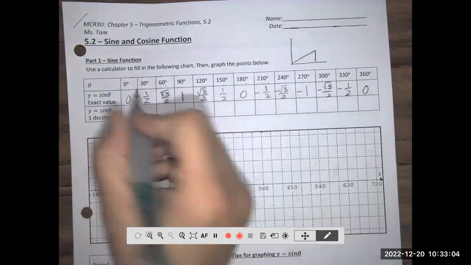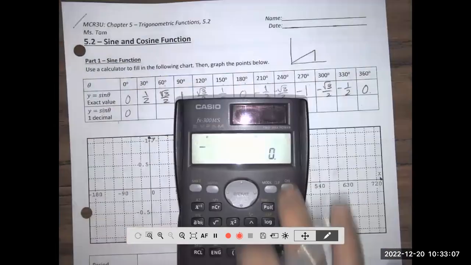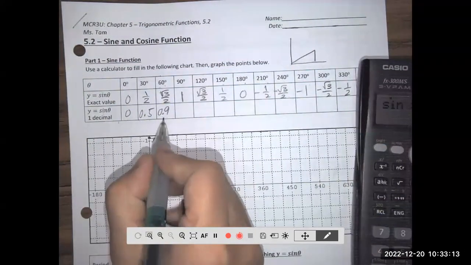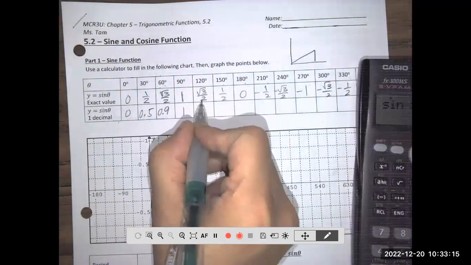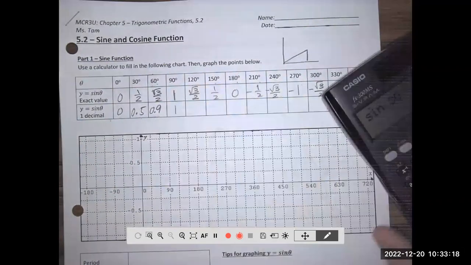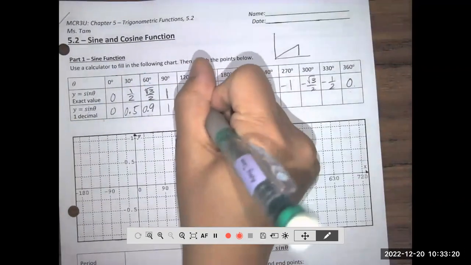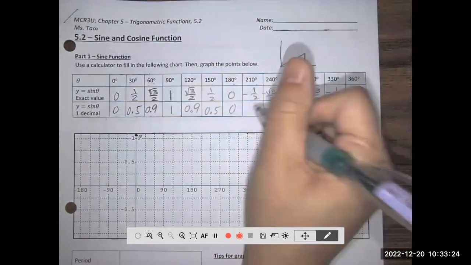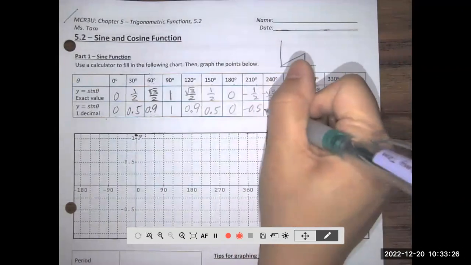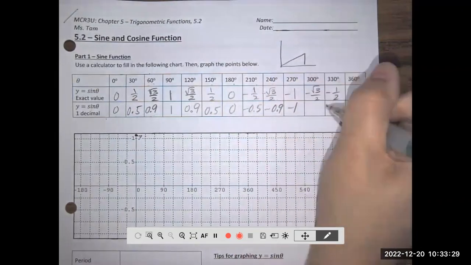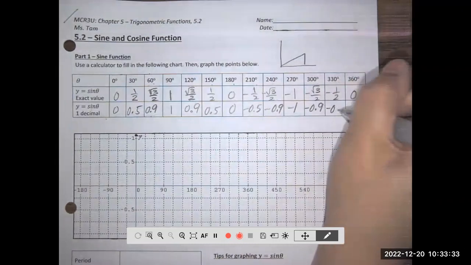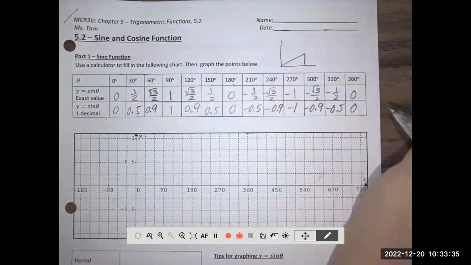0.9. Okay, so you can see as we look at our values, we have 0, 0.5, 0.9. We're getting up to 1. And we have the number again. Do I need to enter this back into my calculator? No, we have that value already. So we're back at 0.9, 0.5, 0, negative 0.5, negative 0.9, negative 1, negative 0.9, again, negative 0.5, 0.